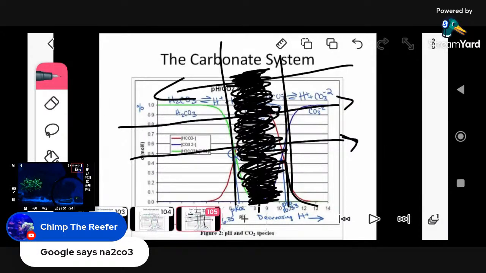Google says Na2CO3. Yeah, that's right. Google's right, Na2CO3. I think that's what I write. That's what I wrote, right, bro? I wrote Na2CO3. I hope I did. And remember, guys, in chemistry, it really matters. If I write Na1 or NaCO3 instead of Na2CO3, I get it completely wrong.